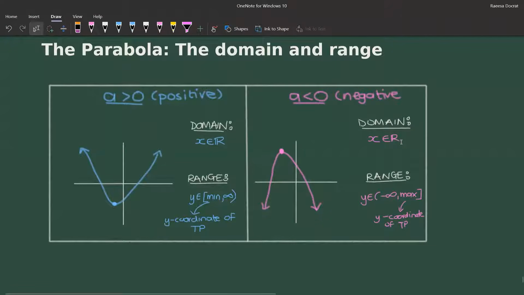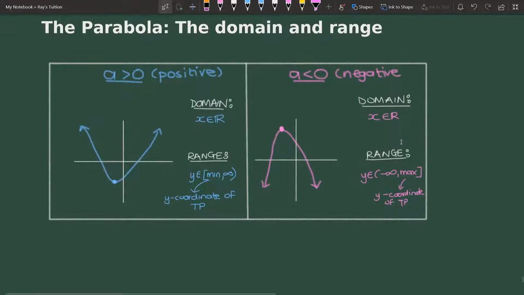Everybody, and welcome to this video on the parabola. We will be looking at the domain and the range of the parabola in this video. So once again, our domain and range would depend on the shape of the graph.